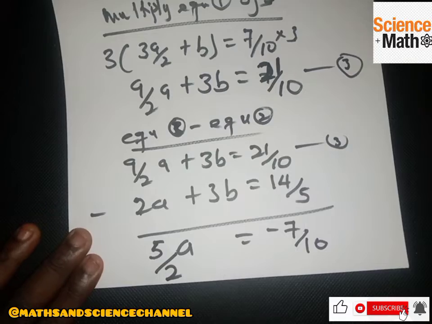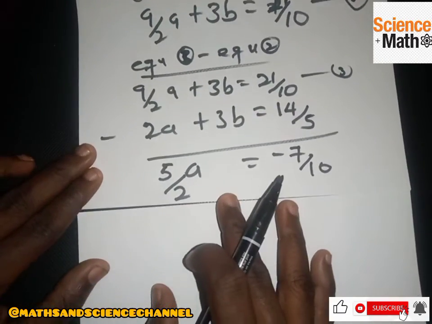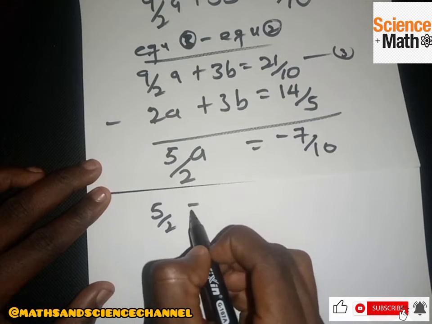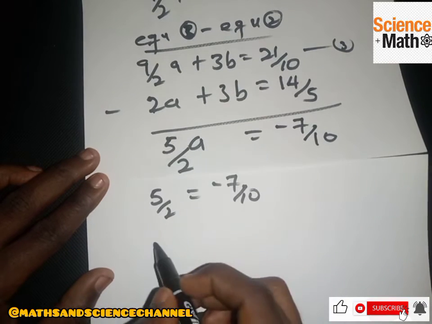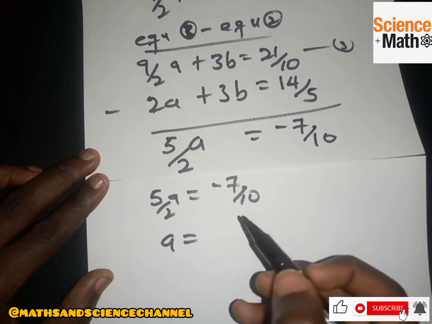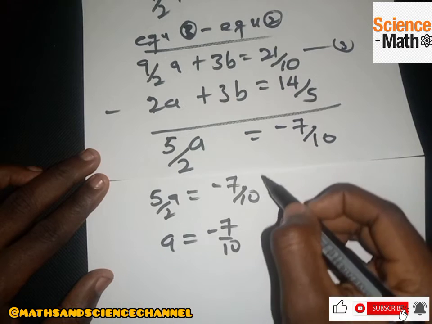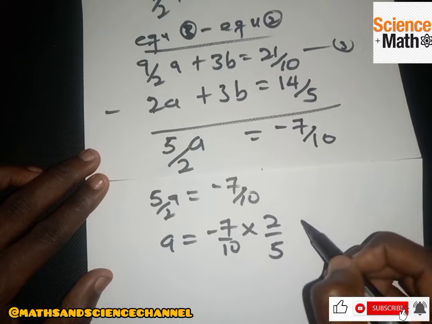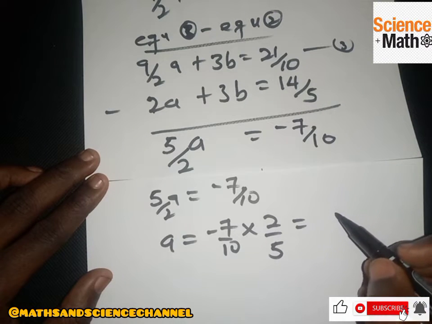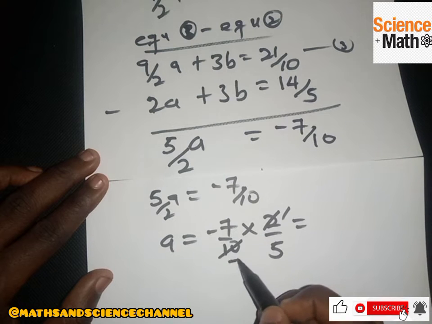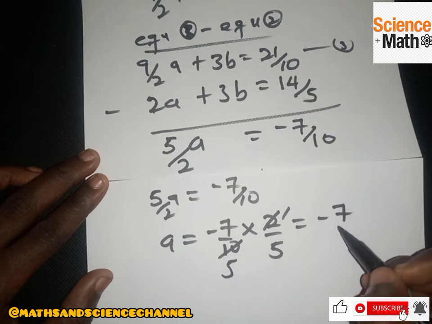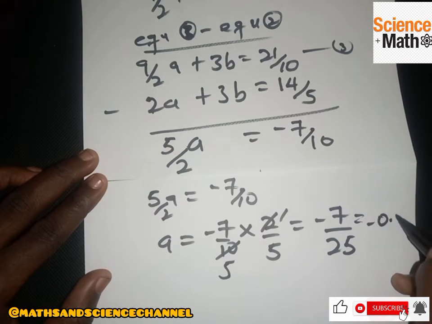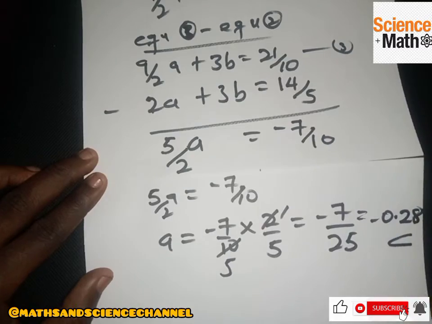So from here we have 5 over 2a being equal to negative 7 over 10 in this case, and therefore, making a the subject, we have 7 over 10, so this 5 over 2 goes to the other side, and we have 2 over 5. Then from here, 2 goes into itself, 1 goes here, 5, and then we have negative 7 over 25, which is just equal to negative 0.28. So that will be a.